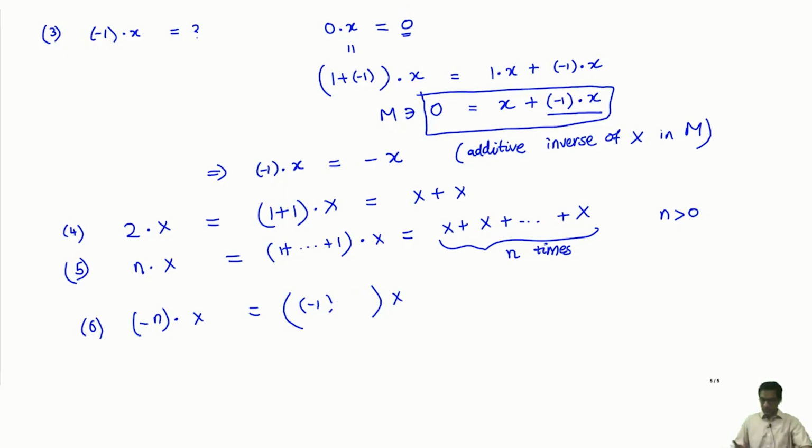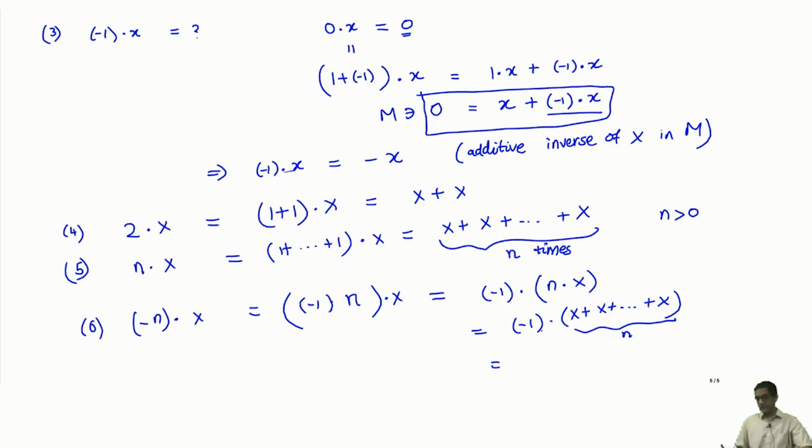This is just minus 1 into n, the product, this scalar multiplication with x, and this by axiom 3 is just minus 1 acting on n dot x, and of course we have already said n dot x is nothing but the element x plus x, n times. Okay, so this is the element in M, and now we have already done this, right? If I take any element of my module and I scalar multiply it with minus 1, it just gives me the additive inverse of that element. So this is the additive inverse of x plus x, n times.